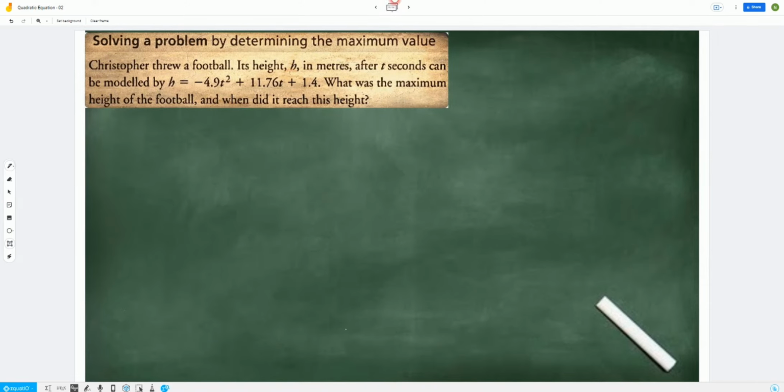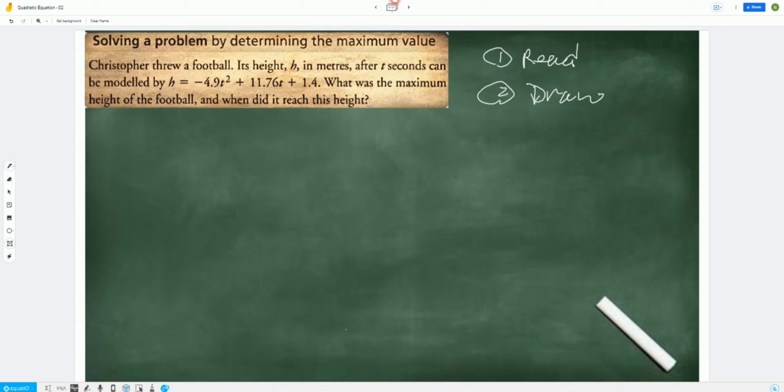So this is the same thing, the same word problem. So let's read the left first. Christopher threw a football. Its height h in meters at t seconds can be modeled by h equals negative 4.9 t squared plus 11.76 t plus 1.4. What was the maximum height of the football and when did it reach that height? So we already read aloud. So draw the picture. Draw the picture.